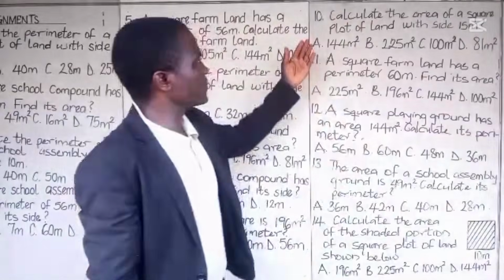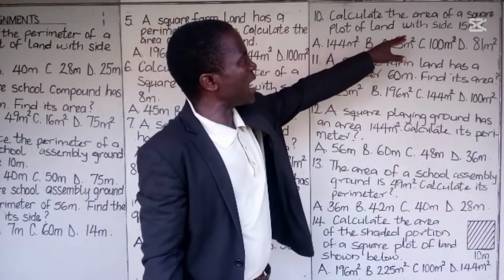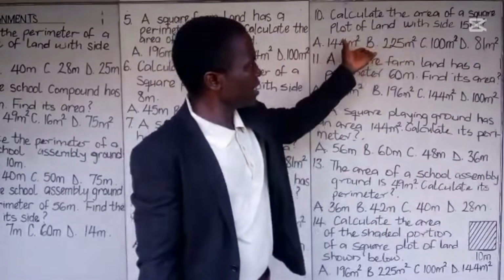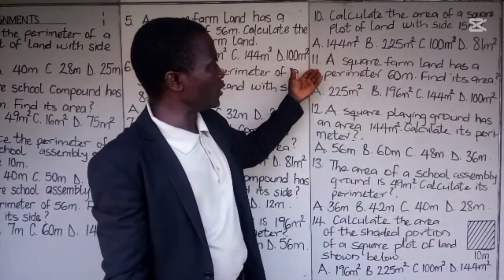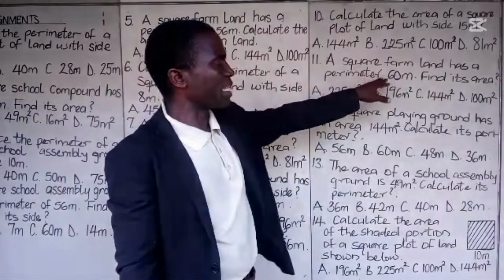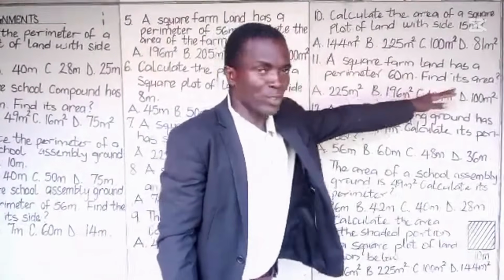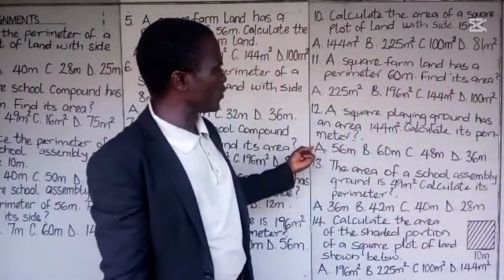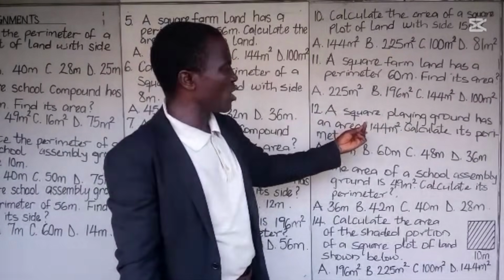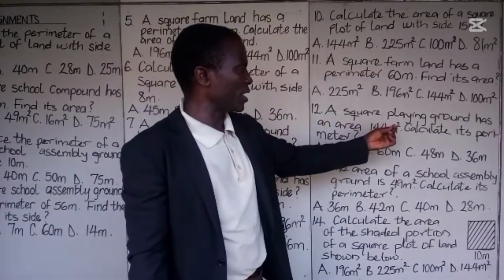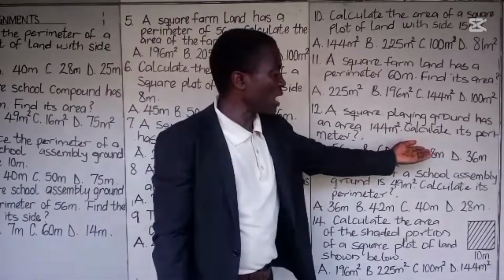Assignment 10: calculate the area of a square plot of land with side 15 meters. Here are the options as well. And then number 11: a square farmland has a perimeter of 60. Find its area. Here are the options. You choose the appropriate one out of it. Assignment 12: a square playground has an area of 144 meters square. Calculate its perimeter. Here are the options as well.